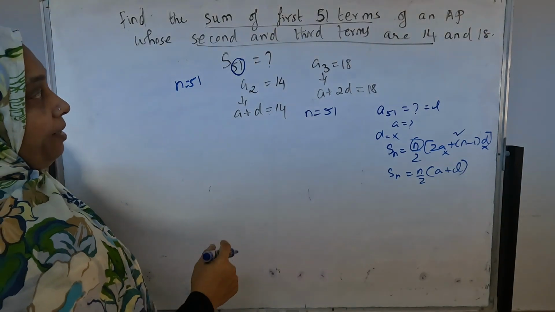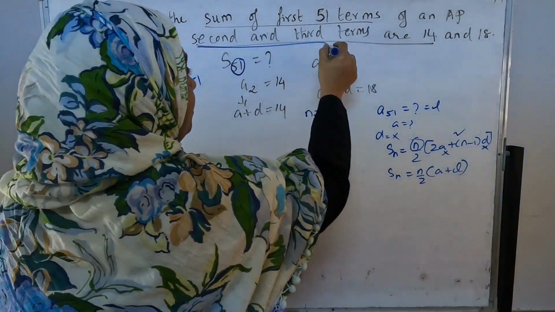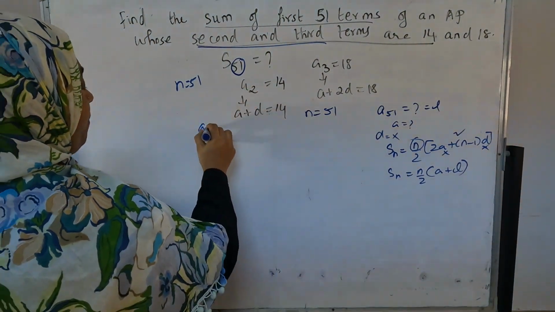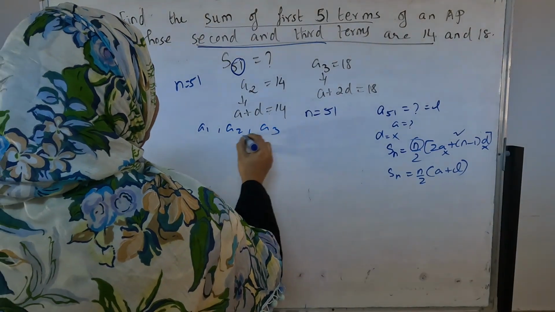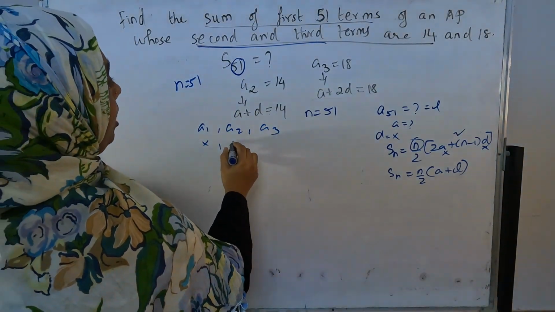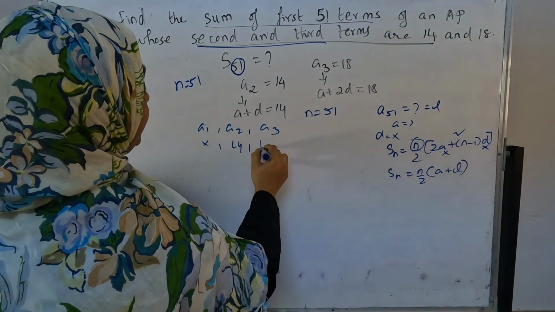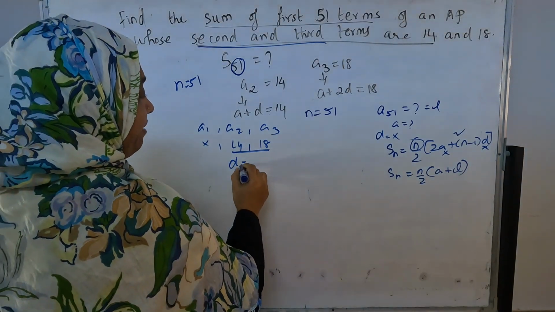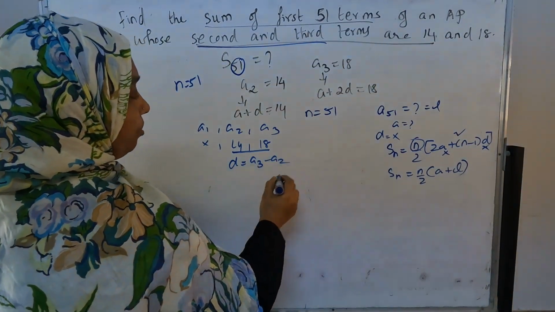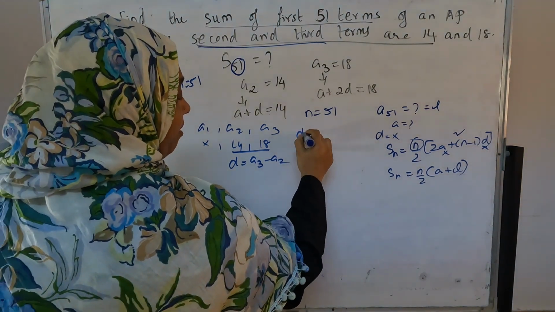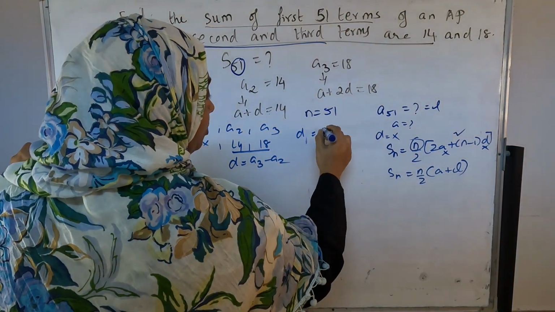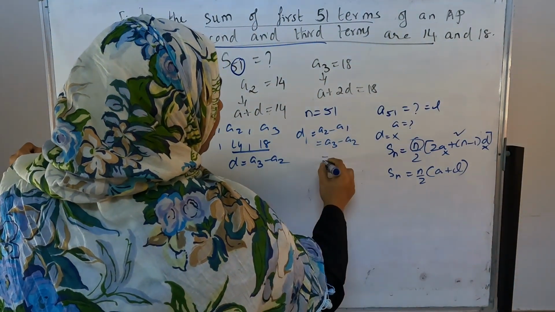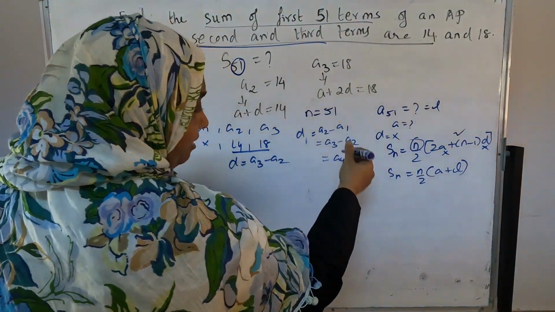We can find D because here the second and third terms are given, two consecutive terms. That means A1, A2, A3. A1 we don't know, but A2 and A3 they gave: 14 and 18. So we can easily find D as A3 minus A2. D is the consecutive difference: A2 minus A1, A3 minus A2, A4 minus A3, like that it will go.